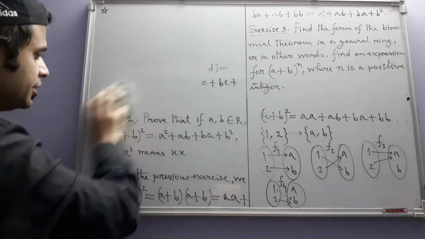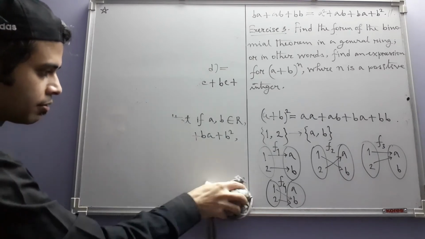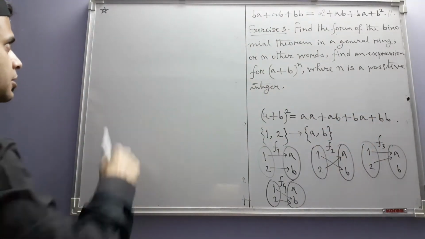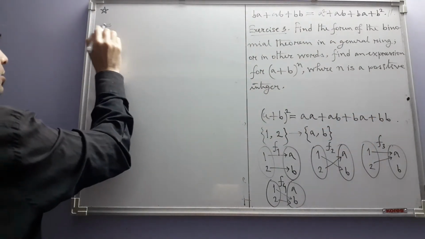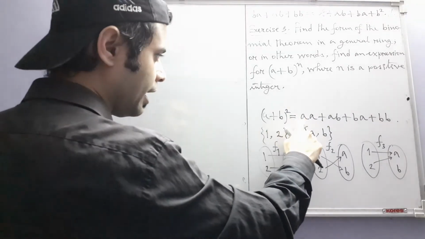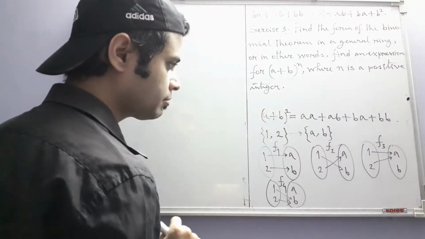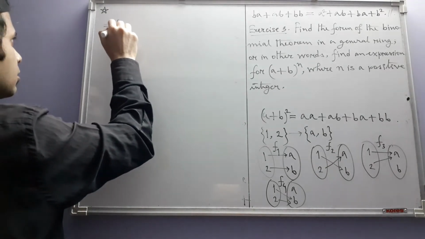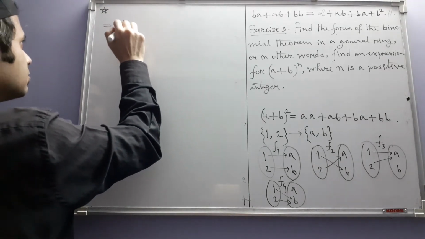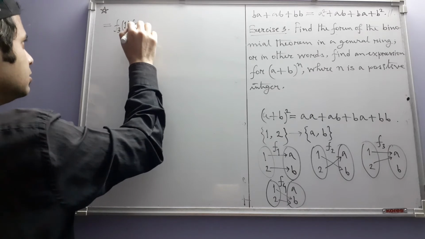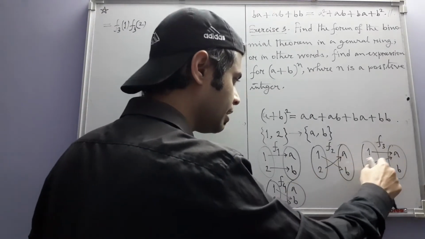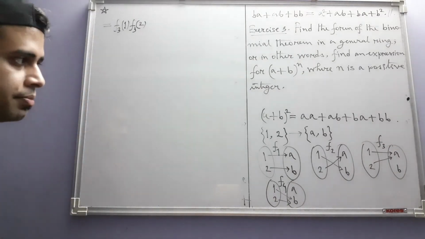Let's see what I mean by that. Now, this expression can be written like this. AA, okay. Now AA can be written as F31, F32. See, F31 is A, F32 is also A.